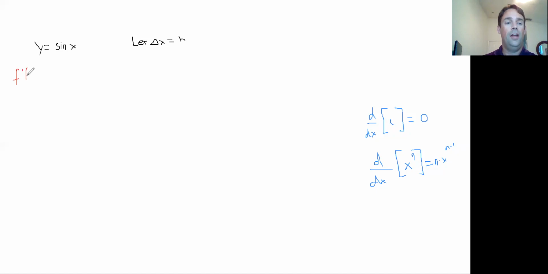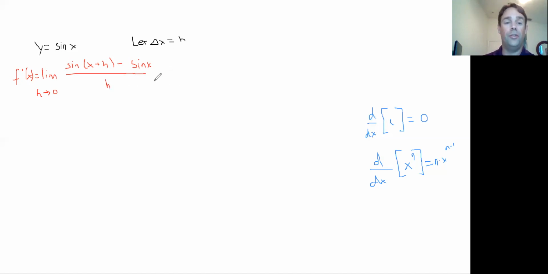And again, I'm going to have to remember one of my trig formulas here, and that's why I wanted to do this. I don't want you guys to try to do this. Some of our trig stuff from pre-cal doesn't really come into play for calculus. So here we go. Sine of x plus h minus sine of x all over h.